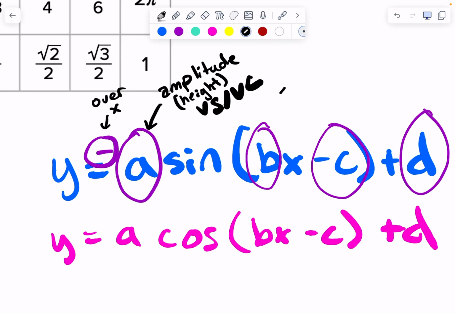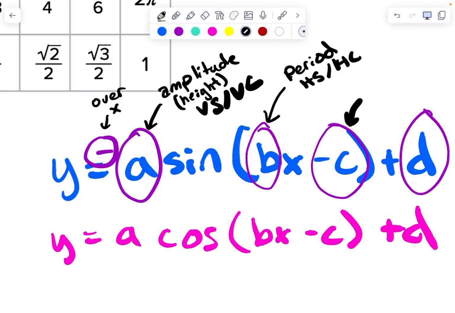All right, the B value has to do with the period. So normally the period for sine and cosine is how much? 2 pi. 2 pi, but I can change the period. I can make him skinnier or fatter by changing the period, okay? So this is like a horizontal stretch or a horizontal compression, right? Changing the period, all right?